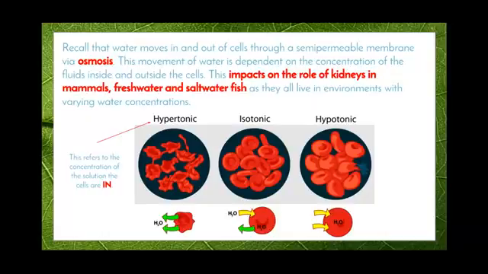In an isotonic solution, we have an even concentration of water inside and outside the cell. So you can see that there is no net movement into or out of the cell. There is a nice constant movement in both directions, so our cells stay nice and healthy. In the third image, we have a hypotonic solution, which means that there's much less water inside the cells than there is outside the cells. So water is constantly moving into the cells.